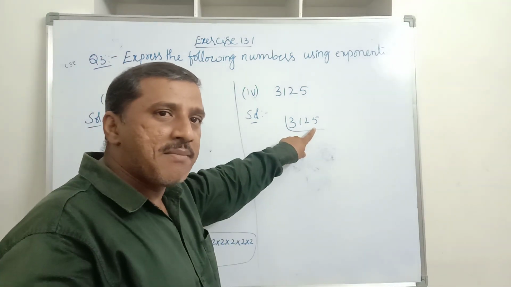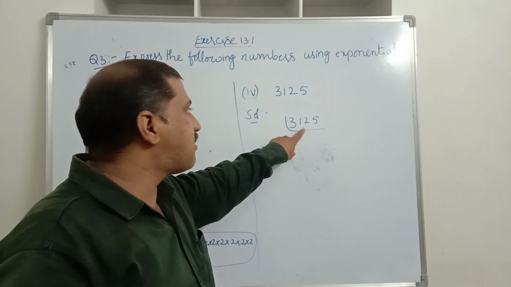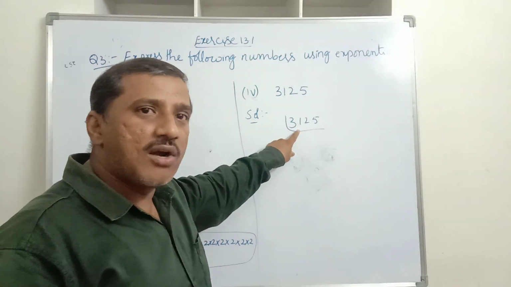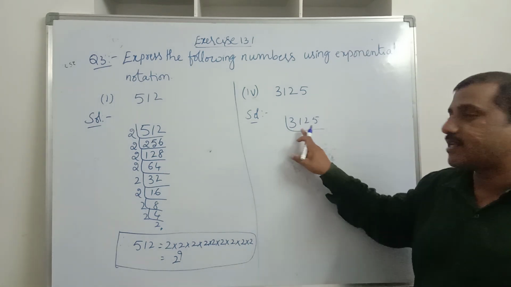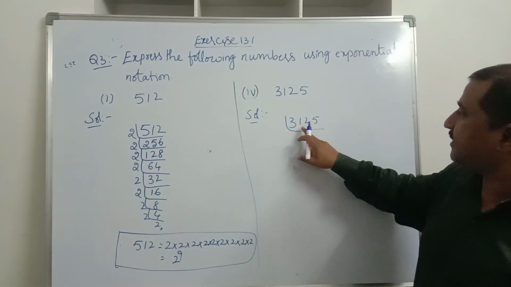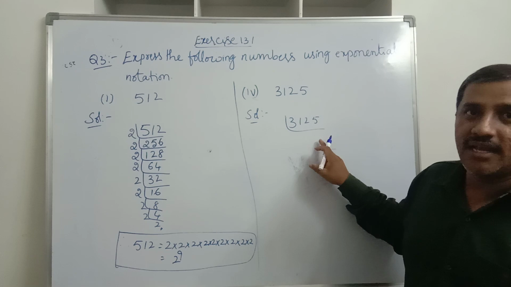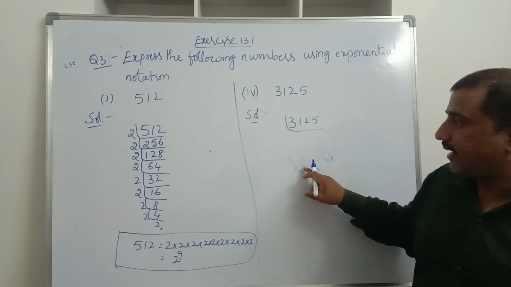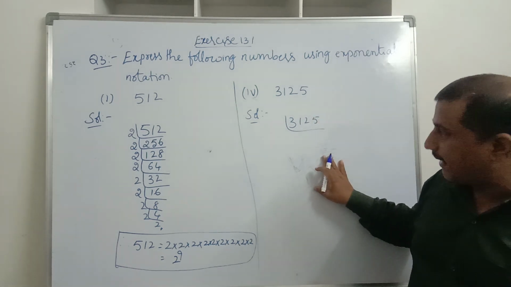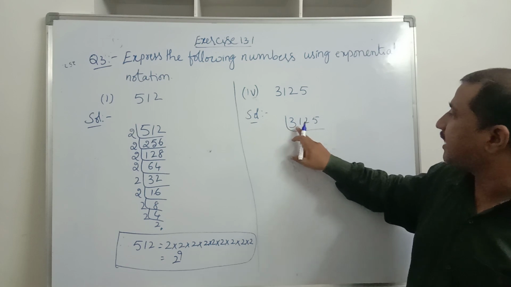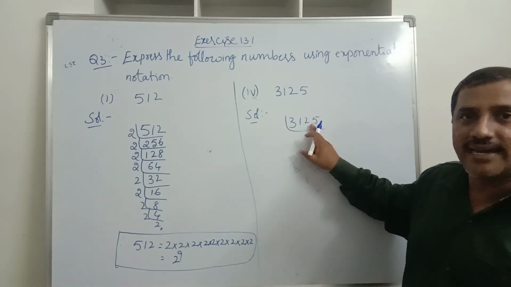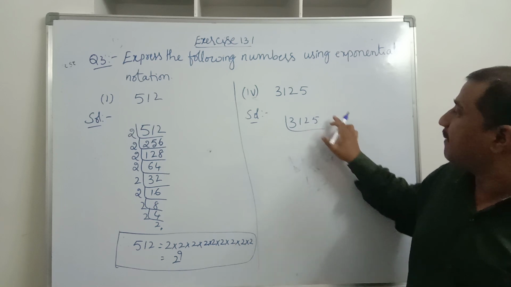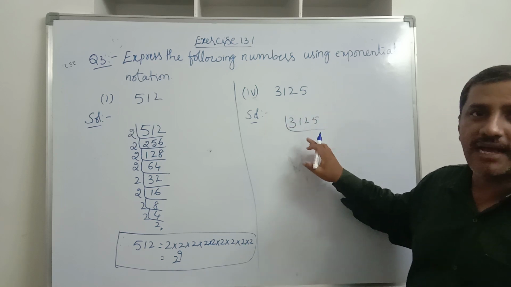Next, what is the prime number? It is 3. Check whether it is divisible by 3 or not. What is the divisibility rule for 3? It is the sum of all the digits of a number. If it is 3 or a multiple of 3, that number is divisible by 3. Otherwise it is not divisible by 3. Add the digits: 3 plus 1 is 4. 4 plus 2 is 6. 6 plus 5 is 11. 11 is not a multiple of 3. Therefore this number is not divisible by 3.